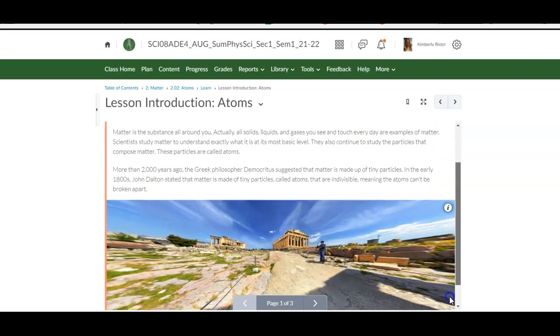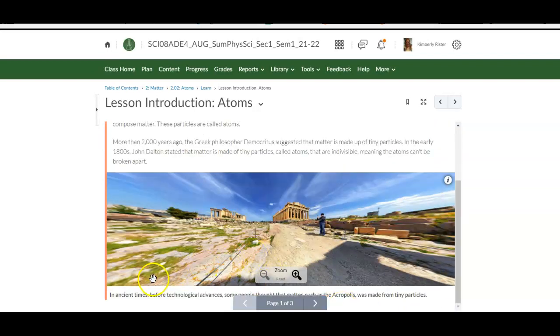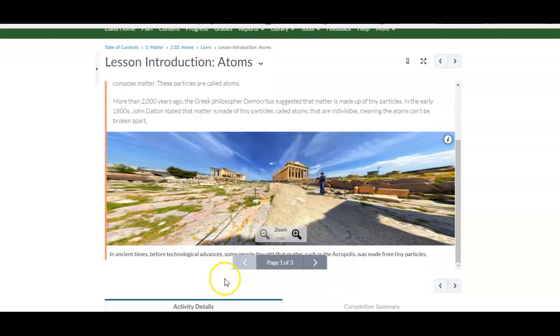Let's see, I'll scroll down. So in ancient times, before technological advances, some people thought that matter, such as the Acropolis, was made from tiny particles.